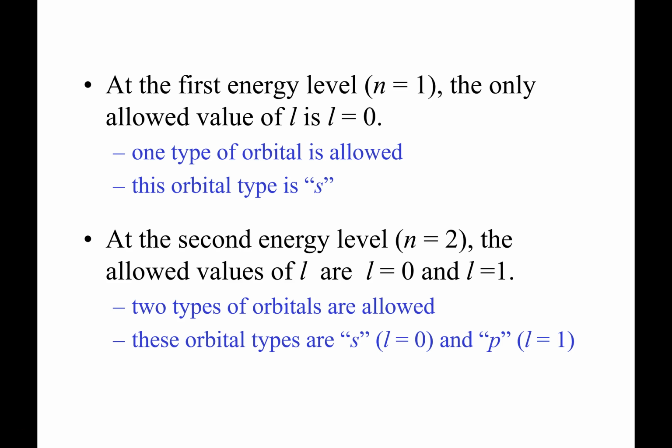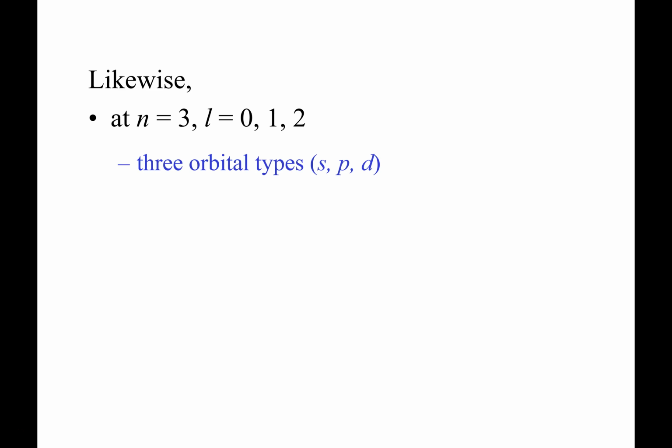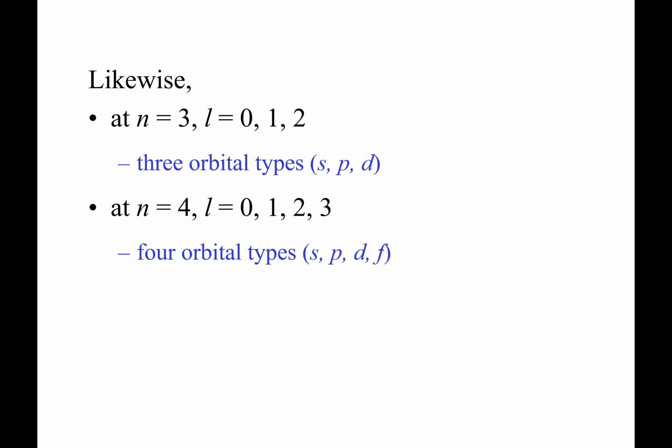Come up to 4. Oops, sorry, I went backwards tonight. When n is equal to 4, then you plug in 4 minus 1, which is 3. So you go up to a value of 3. So that's why you pick the 0, 1, 2, 3, which corresponds to S, P, D, and F. That's why you have a 4S, 4P, 4D, and 4F.